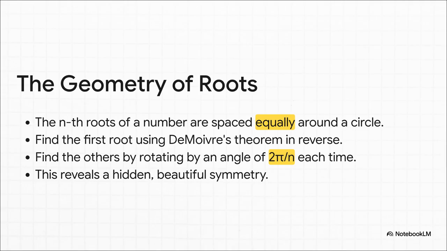It's amazing. It turns out that the nth roots of any number are always spaced out perfectly, equally, around a circle. So for the cube roots of 8, that first root is 2, right where we'd expect it on the real axis. But the other two are found by just rotating by 120 degrees, and then another 120 degrees, forming this perfect equilateral triangle. This gorgeous symmetry was completely invisible to us before.